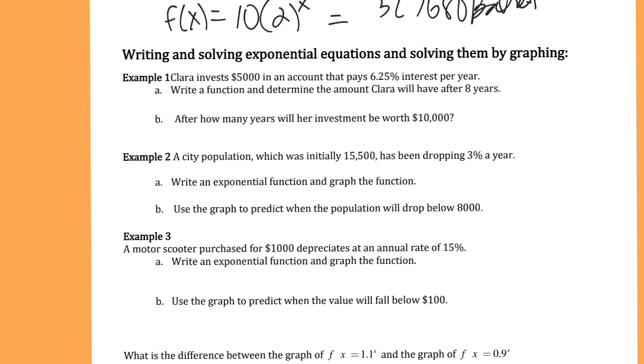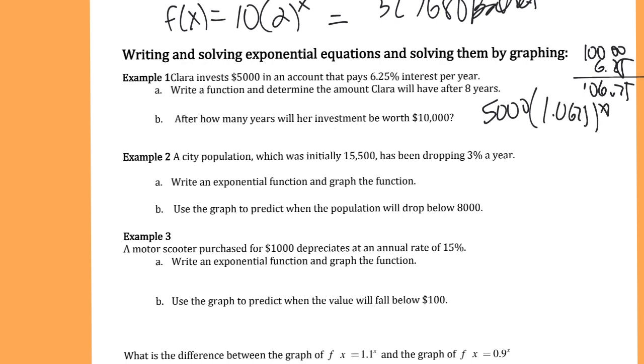So Clara invests $5,000 and she gets 6.25% per year. So that's 100 plus 6.25. Remember, got to line up the decimals. 106.25 divided by 100 would be 1.0625 to the x. So that would be f of x equals 5,000 times 1.0625 to the x. So that's our function. What they want to know is how much will you have in 8 years? So plug in x is 8 and you can get your answer.